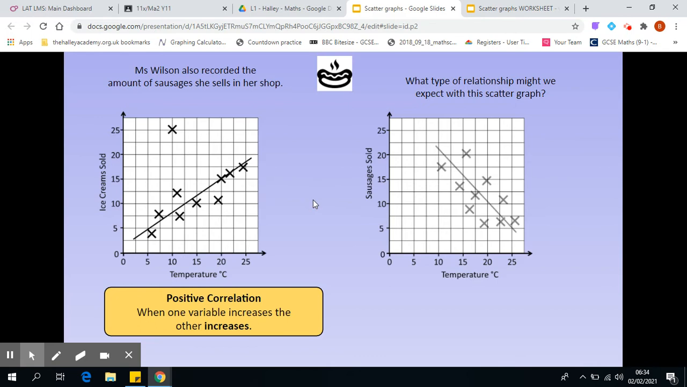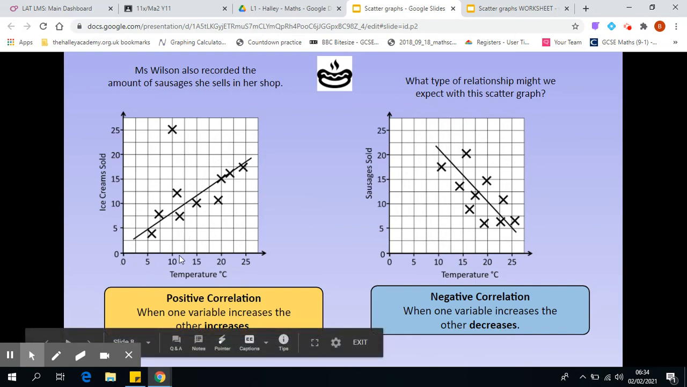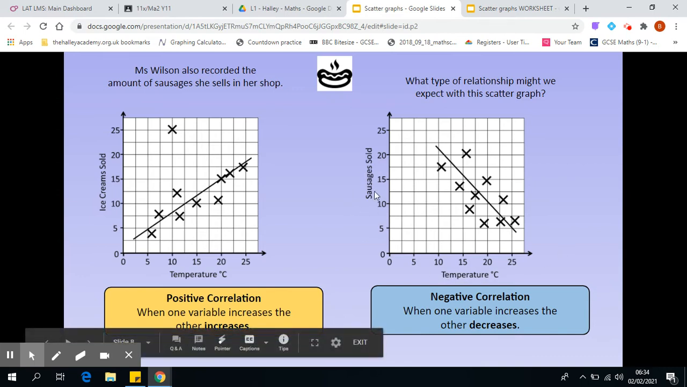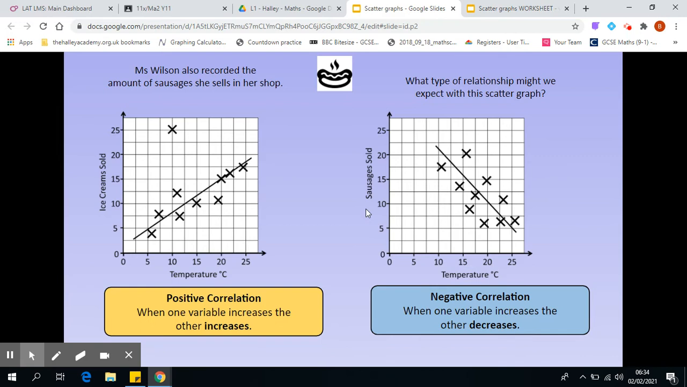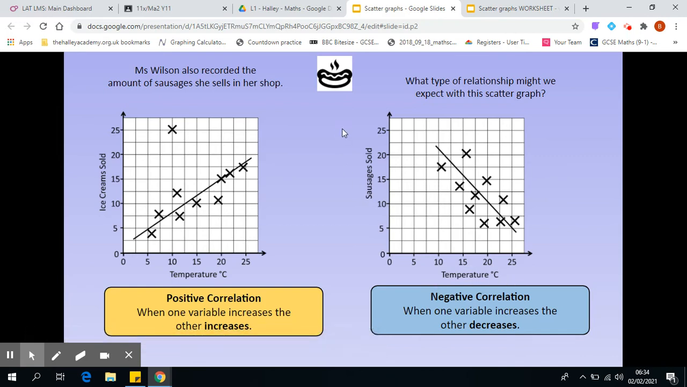Right, here are some other relationships and correlations. And we've already discussed the relationship between the temperature and the ice cream sold. What about the temperature and the sausages sold? It's a negative correlation because when one variable increases, the other decreases. If the temperature increases, the number of sausages sold decreases.